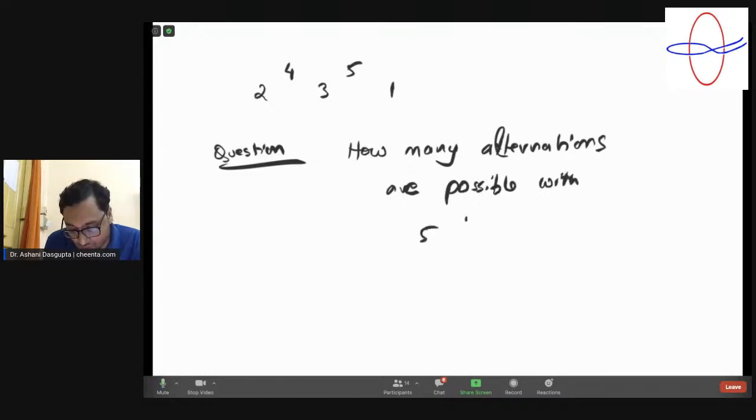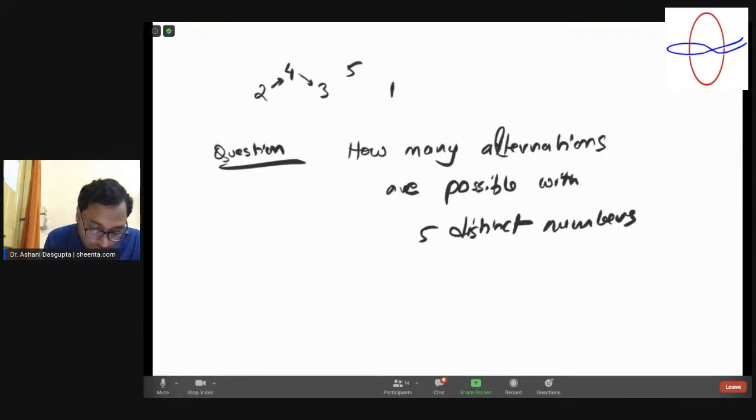5 distinct numbers. Okay, now one thing I have to say, that it could be up, down, it could be like this, or it could be down, up, like this as well. So can any one of you give me an example of a down, up alternation?